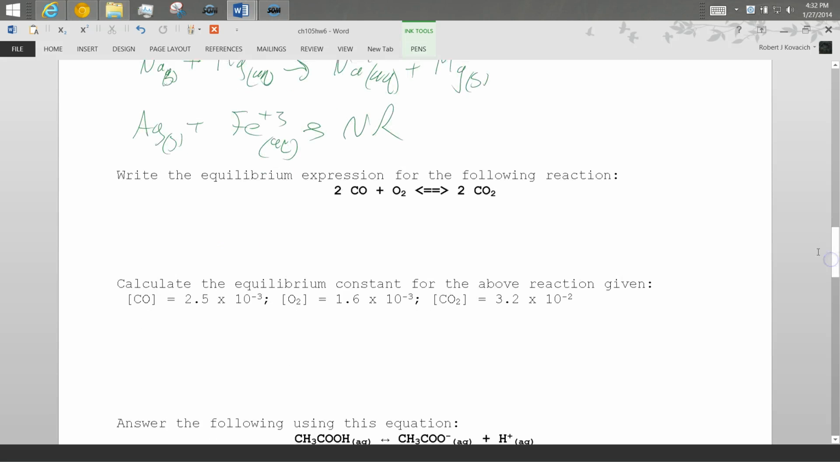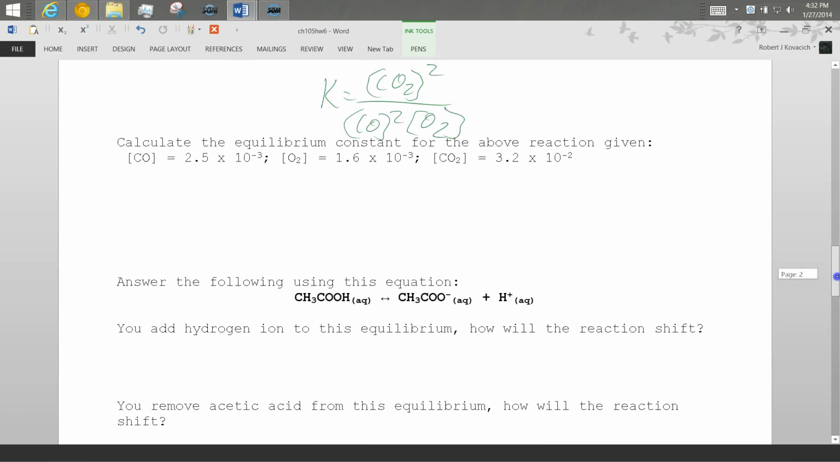Okay, so equilibrium expression for this reaction. So I've got K is equal to CO2 squared over CO squared O2. Calculate the equilibrium constant for those reactions. So 2.5 times 10 to the negative third squared times 1.6 times 10 to the negative third, and then over the top I've got 3.2 times 10 to the negative 2 squared.